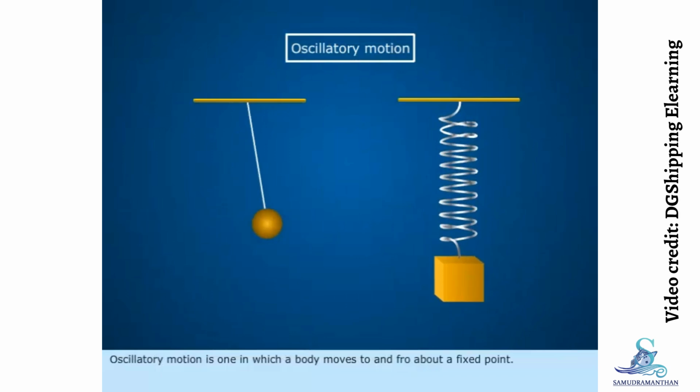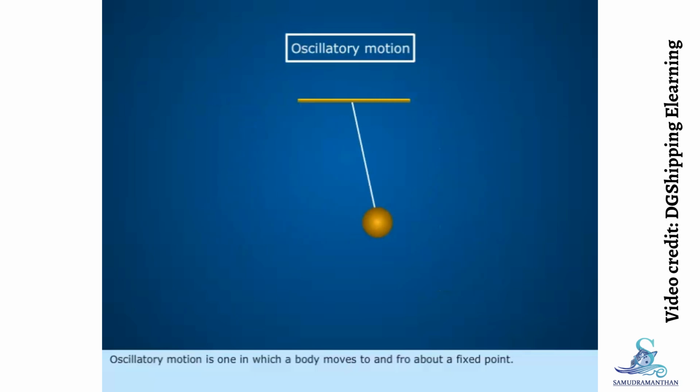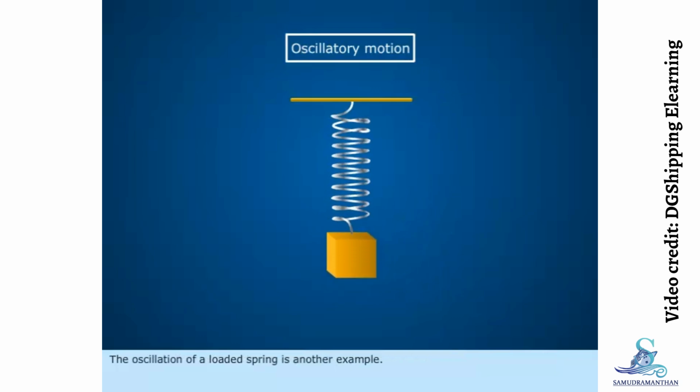Oscillatory motion is one in which a body moves to and fro about a fixed point. The motion of the bob of a simple pendulum is an oscillatory motion. The oscillation of a loaded spring is another example.